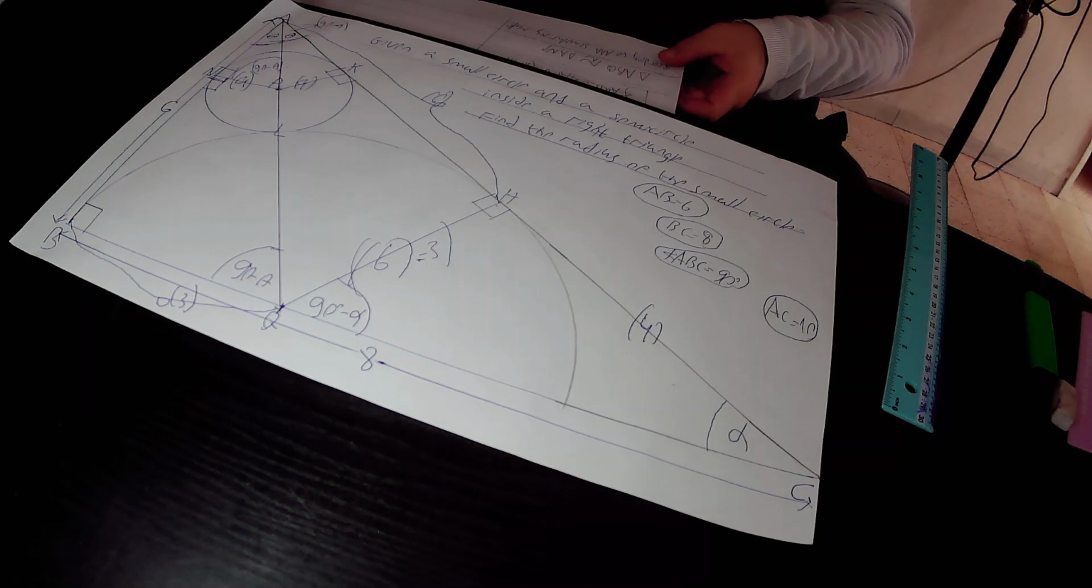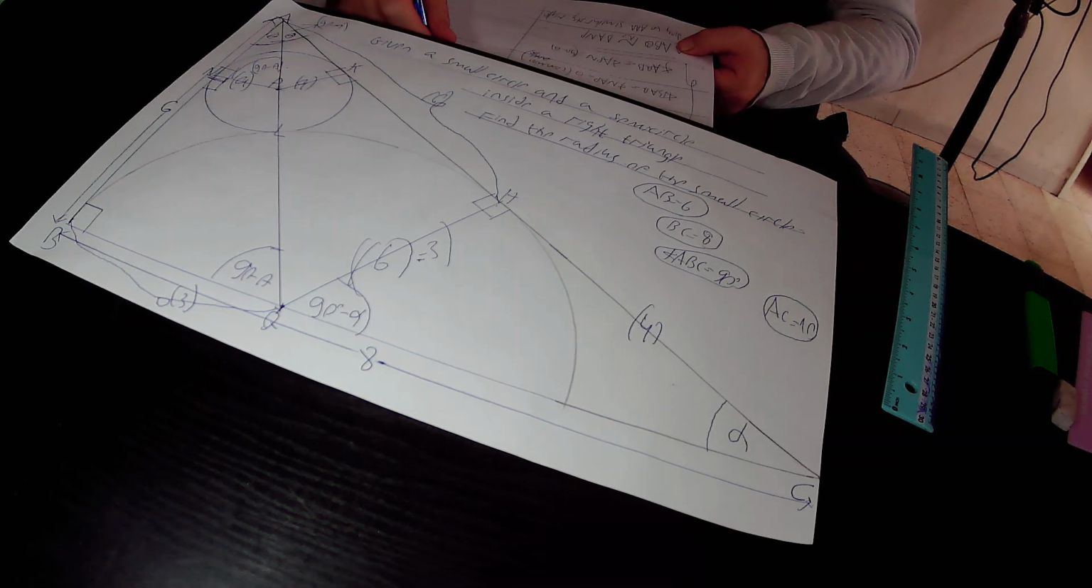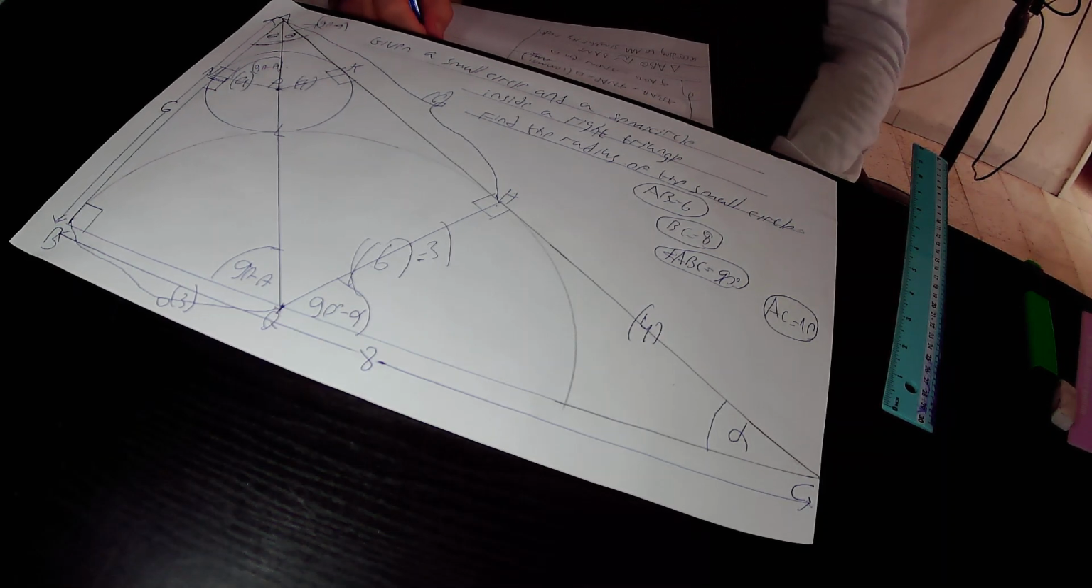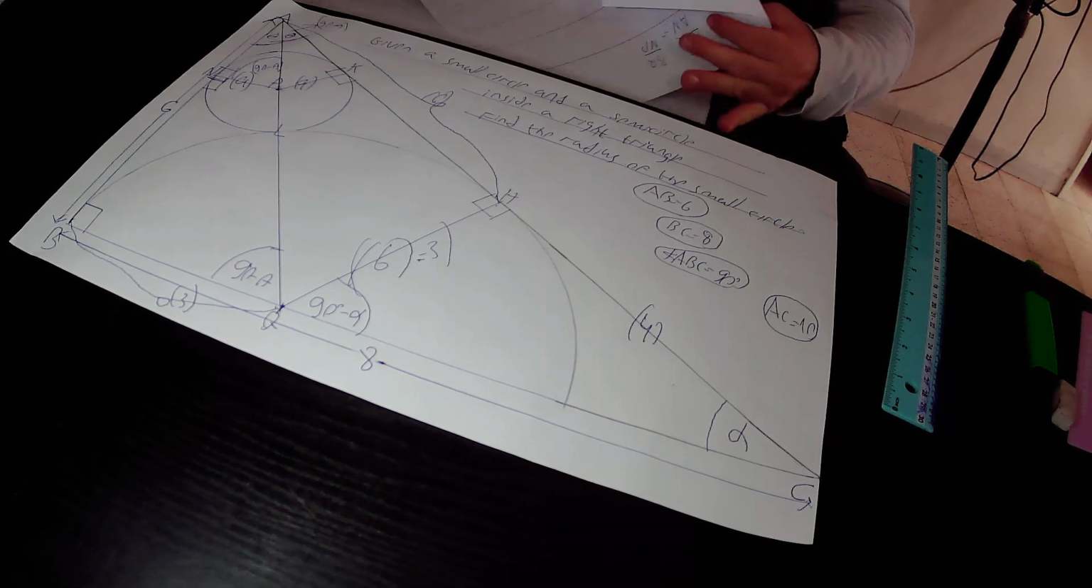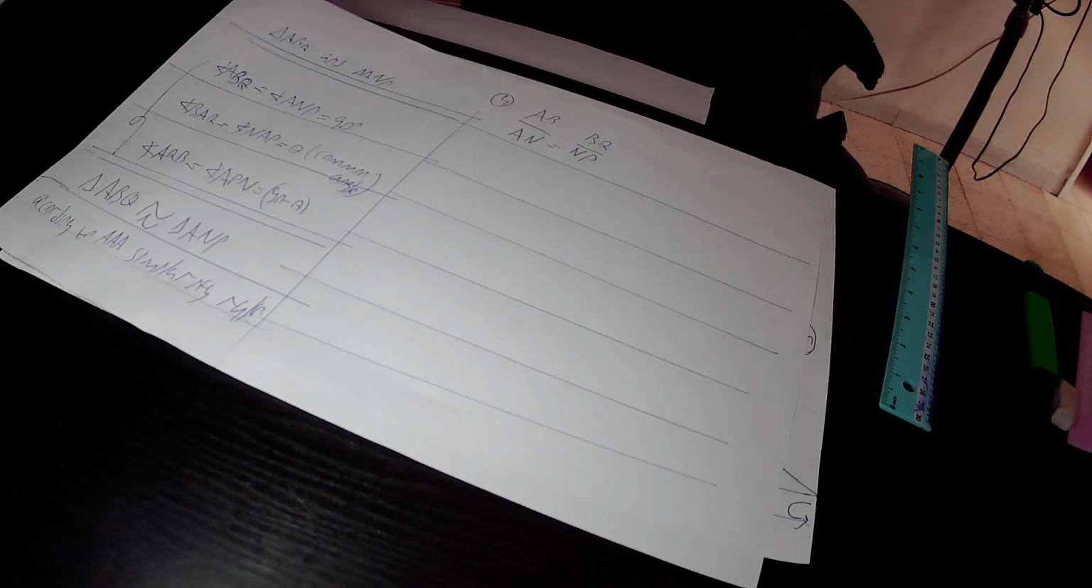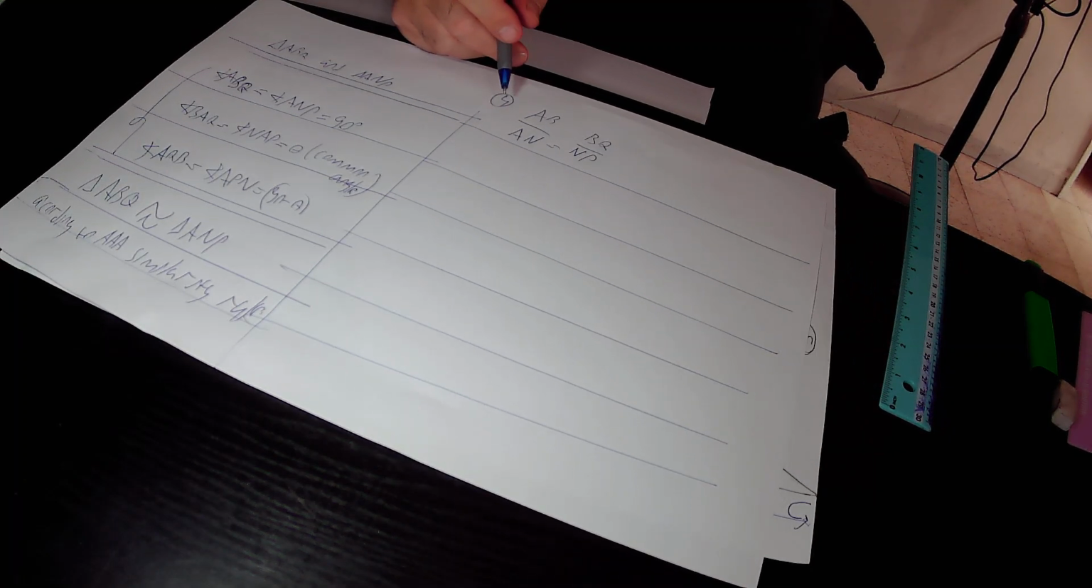We derive that side AB of the big right triangle ABQ over side AN of the small right triangle ANP is equal to side BQ of the big right triangle ABQ over side NP of the small right triangle ANP. So repeat again, we derive that side AB over side AN equals side BQ over side NP.